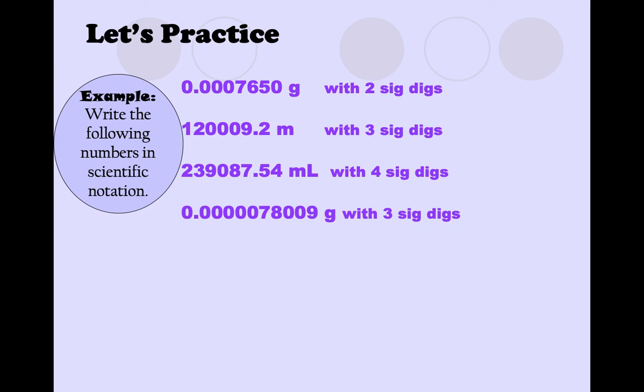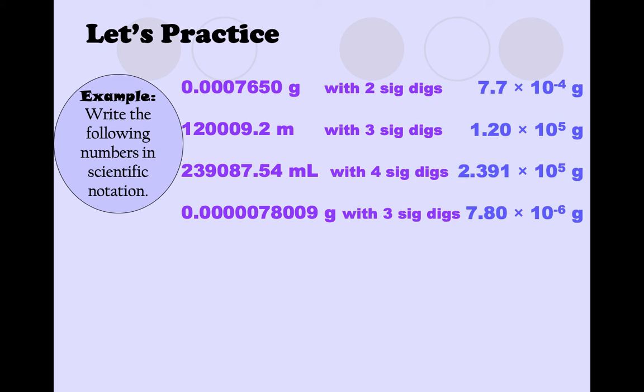So this is what I want to do. So here you have 4 examples. And go ahead and write these numbers in scientific notation to the correct number of significant digits. Okay, let's look at our answers. This is what you should have received.